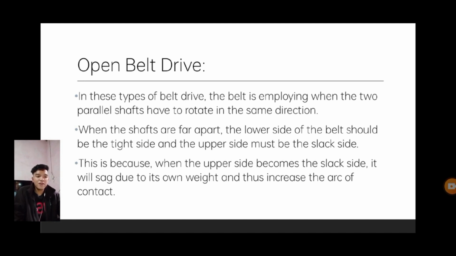When the shafts are far apart, the lower side of the belt should be the tight side and the upper must be the slack side. This is because when the upper side becomes the slack side, it will sag due to its own weight, thus increasing the arc of contact.